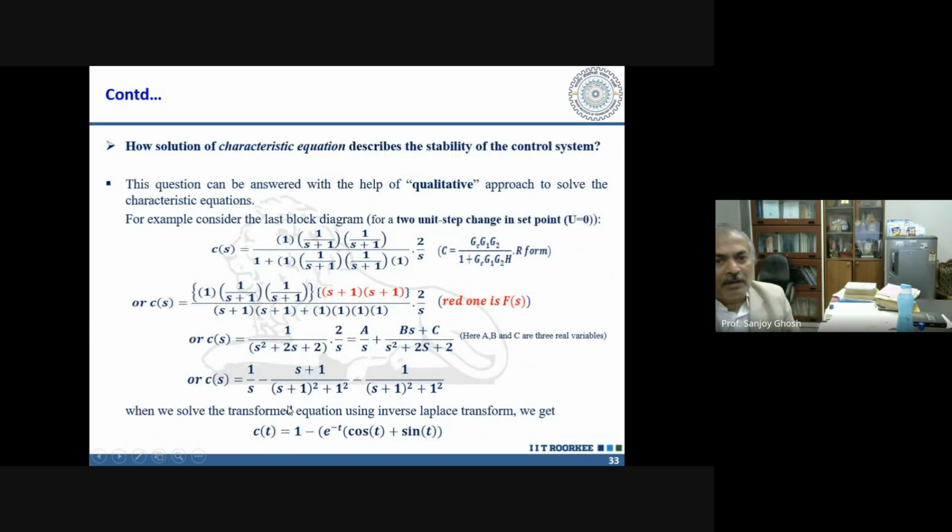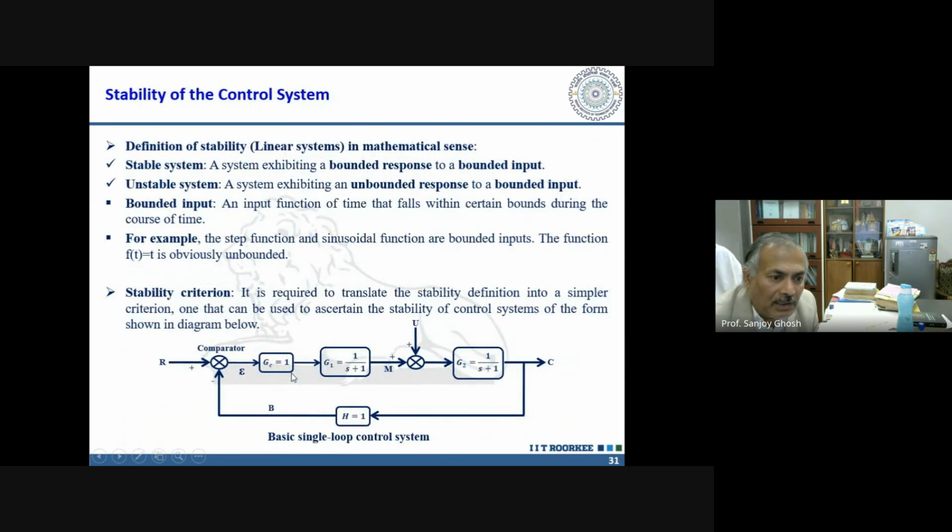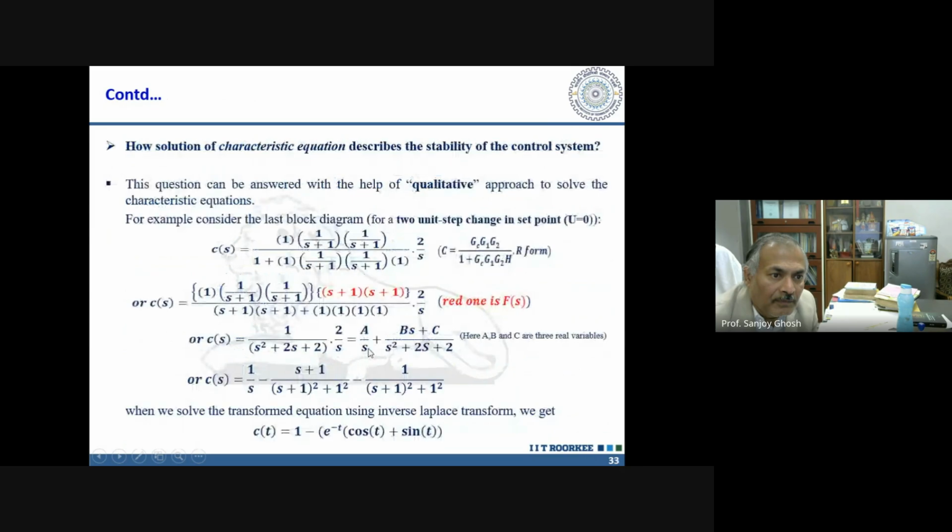Now this is what I have taken: the input 1 by S1 and 1 by S1. Here G1 is equal to 1 by S1, G2 is equal to 1 by S1, and GC is equal to 1 and H is equal to 1. This I put here, right? And then I am getting this one, right?